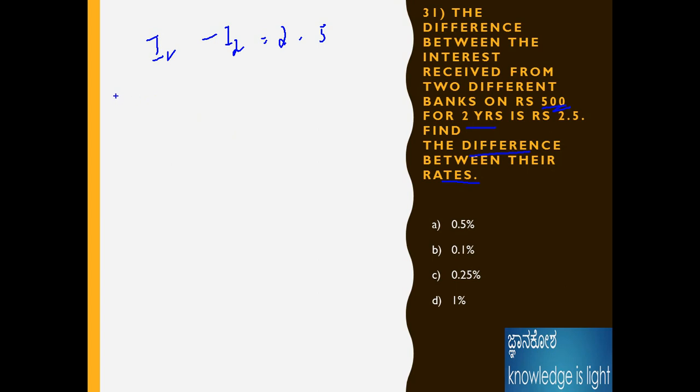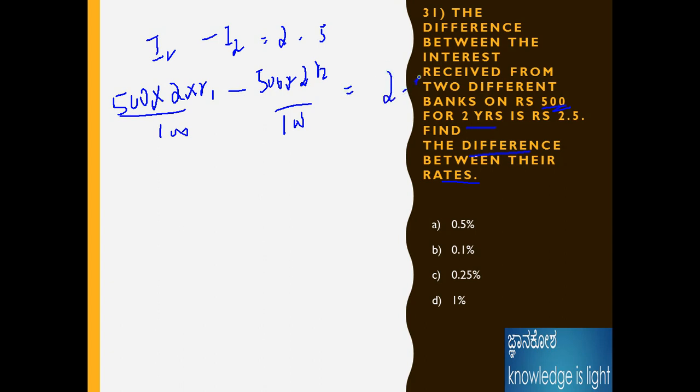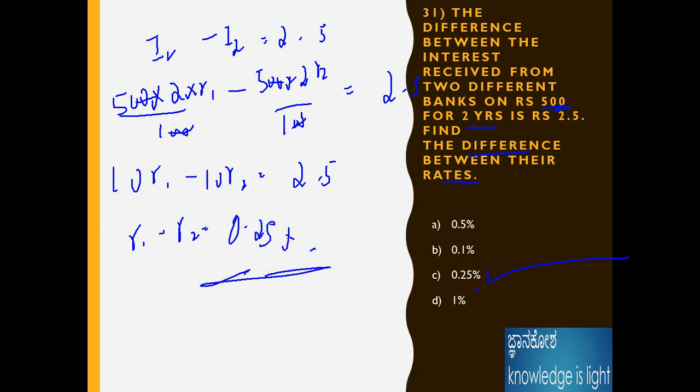Just 500 into 2 years into R1 divided by 100 minus 500 into 2 into R2 divided by 100 is equal to 2.5. Therefore it cancels, and it becomes 10 R1 minus 10 R2 is equal to 2.5. Therefore R1 minus R2 is equal to 0.25%. Therefore the difference in rate is 0.25.